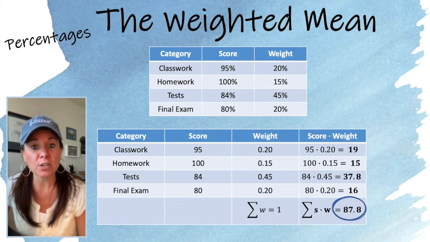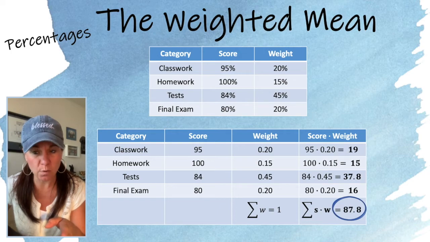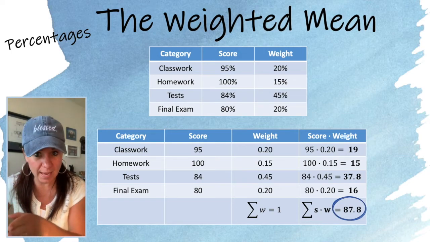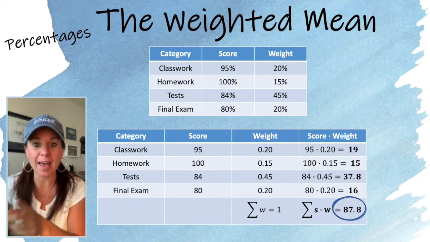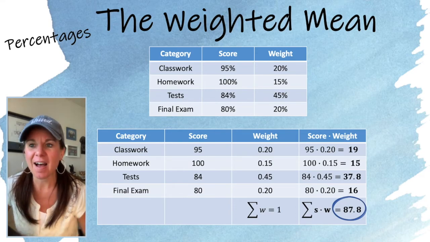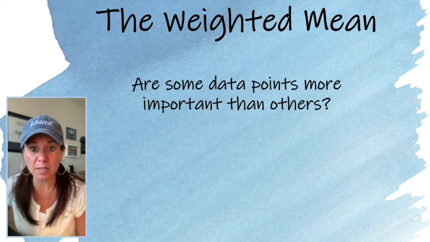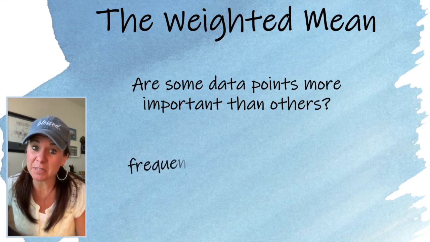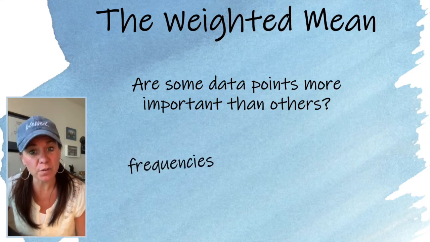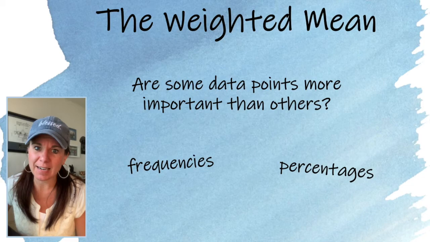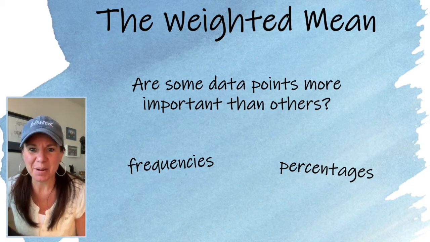So if you want to do this in your graphing calculator, your scores would go in list 1. The frequencies, the weights, would go in list 2 as decimals, okay? All right, so that's it. Are some data points more important than others? Yeah, sometimes there are. Sometimes we have higher frequencies and sometimes we have data points with higher percentages.